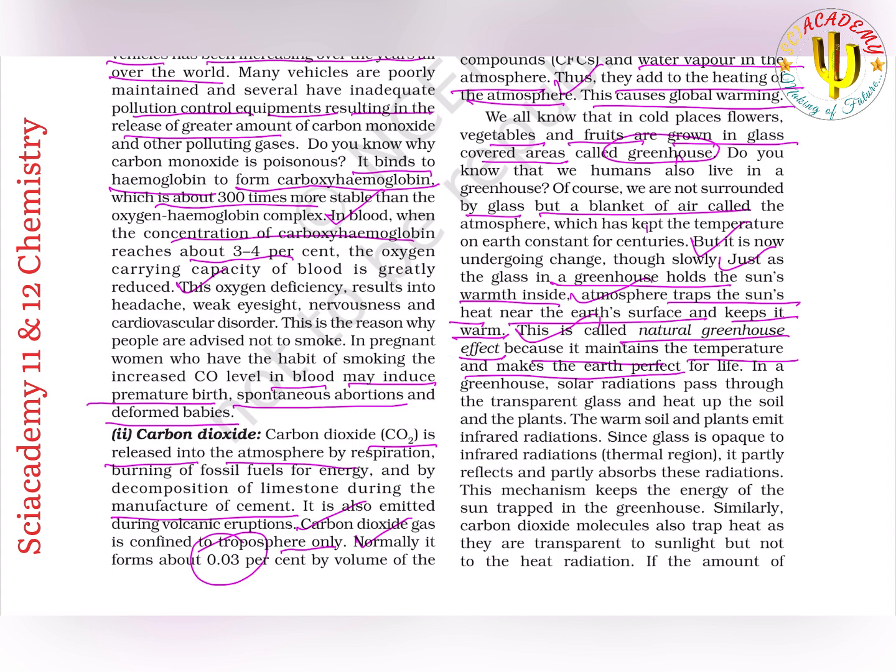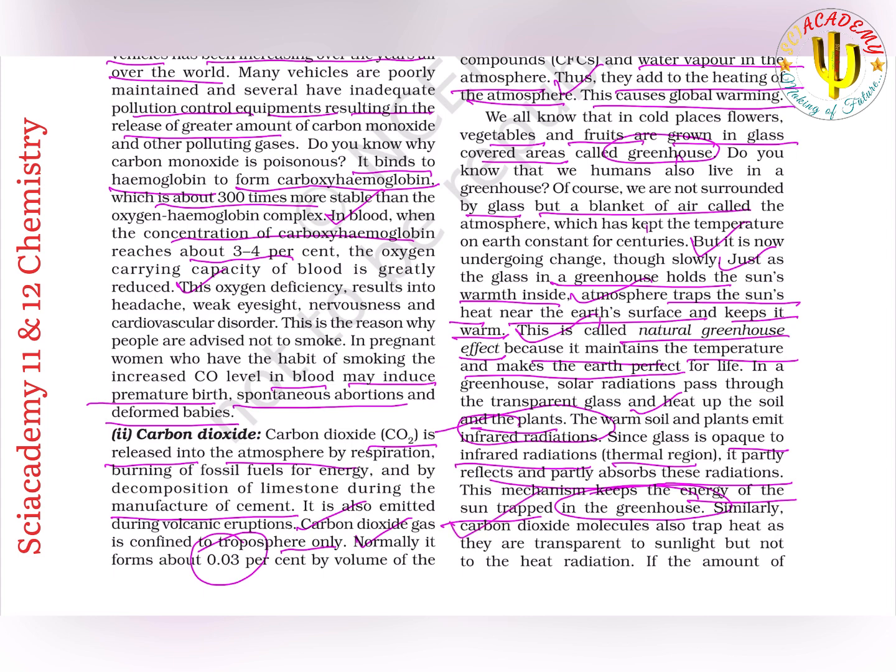In a greenhouse, solar radiations pass through the transparent glass and heat up the soil and the plants. The warm soil and plants emit infrared radiations. Since the glass is opaque to infrared radiation, that is, the thermal region, it partly reflects and partly absorbs these radiations. This mechanism keeps the energy of the sun trapped in the greenhouse.